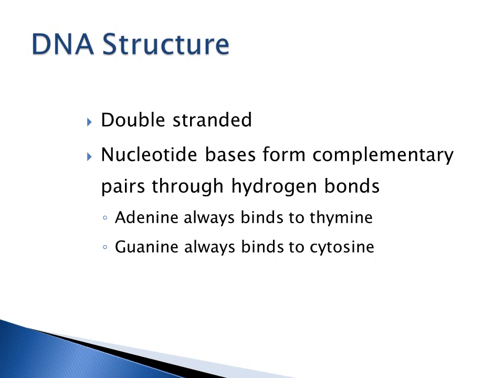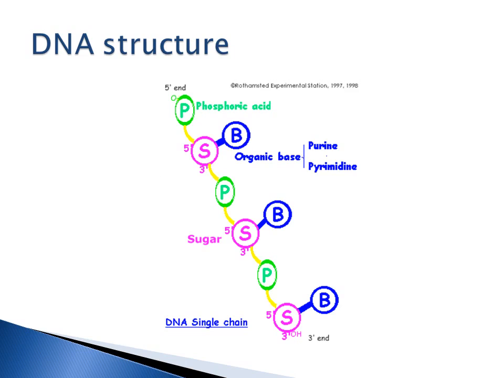So DNA is double-stranded. Your nucleotide bases form hydrogen bond pairs. So we already said adenine binds to thymine, guanine binds to cytosine, and these are done through hydrogen bonding. So you have your phosphate, your sugar, your phosphate, your sugar, your phosphate, your sugar. Your nucleotide attaches to the sugar.